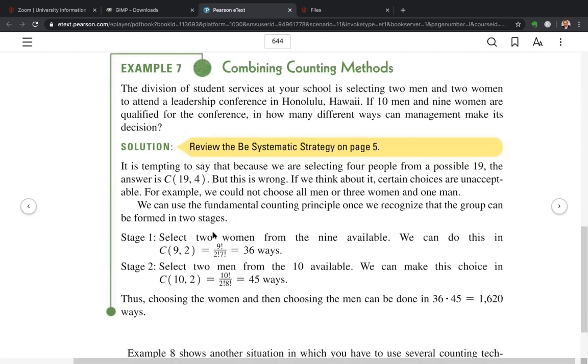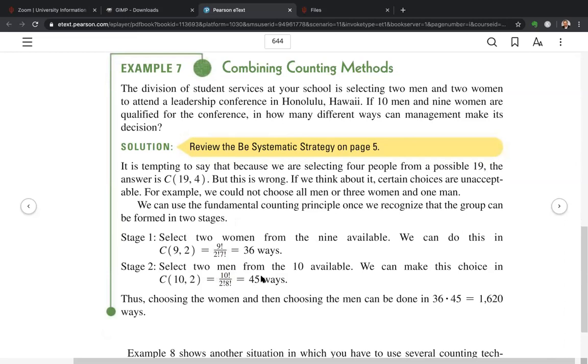So we're going to choose 2 of the 9 women. And again, order doesn't matter. So it's the combination of 9 women choose 2. We're going to find that answer, which is 36. Then we're going to do the same thing with men. There are 10 men. We're going to choose 2. So it's the combination of 10 choose 2. We're going to find each of those independently. Okay, so there are 36 ways to choose the 2 women, and there are 45 ways to choose the 2 men.